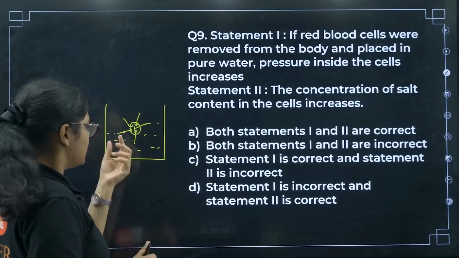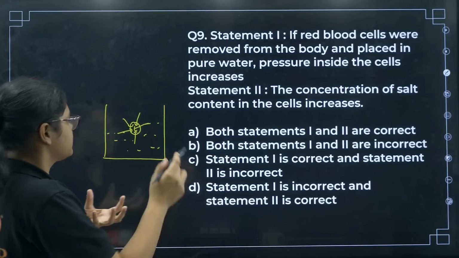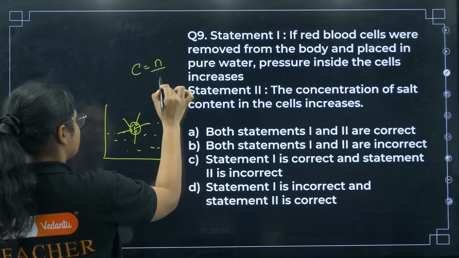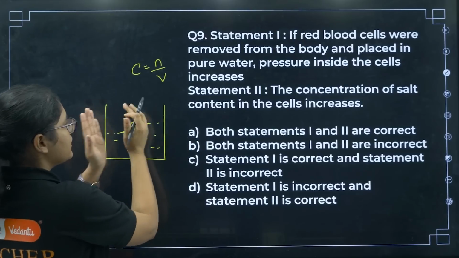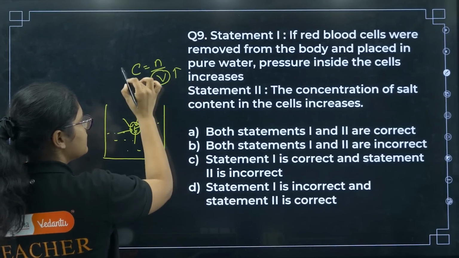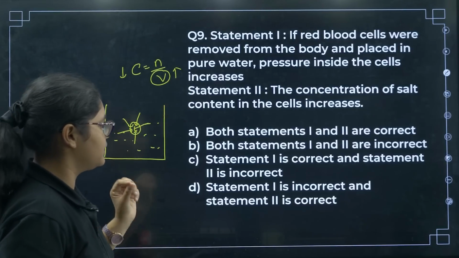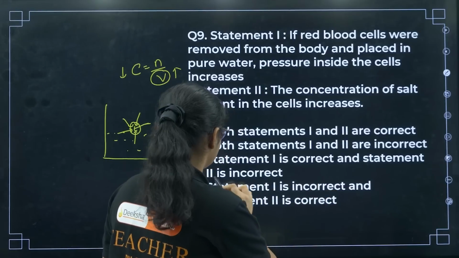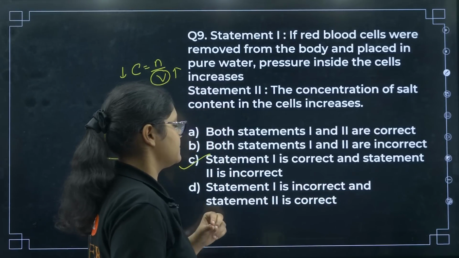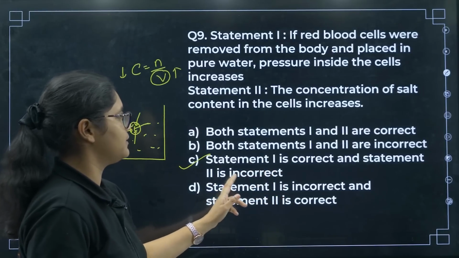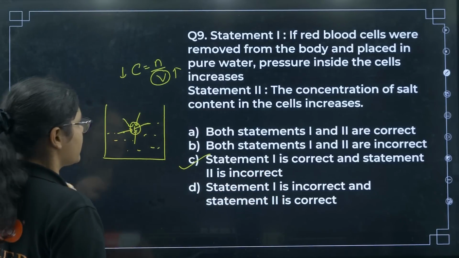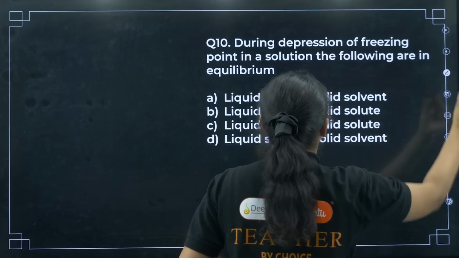The concentration of the salt content in the cell increases. No. See, suppose some salt was there. What is the concentration formula? Number of moles by volume. Now when more water is coming in, volume is increasing, so concentration will decrease. So statement 1 is correct but statement 2 is false, right? So that is your option number C. Statement 1 is correct but statement 2 is incorrect here. Okay, now moving to question number 10.